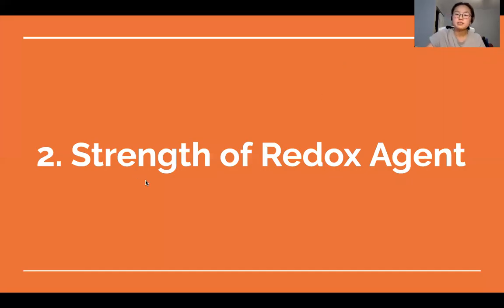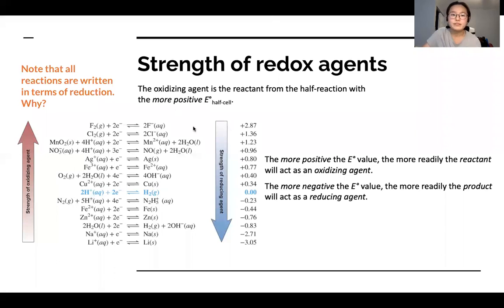In this video, we're going to talk about strength of redox agents. So we've seen this chart, and let's first of all read the rules. Oxidizing agent is the reactant from the half reaction with a more positive E half cell. And the more positive the E value, the more readily the reactant, the side here, will act as an oxidizing agent. In other words, these things prefer to be reduced.